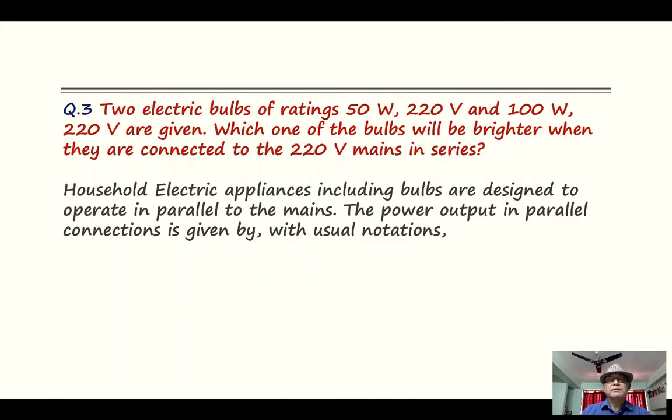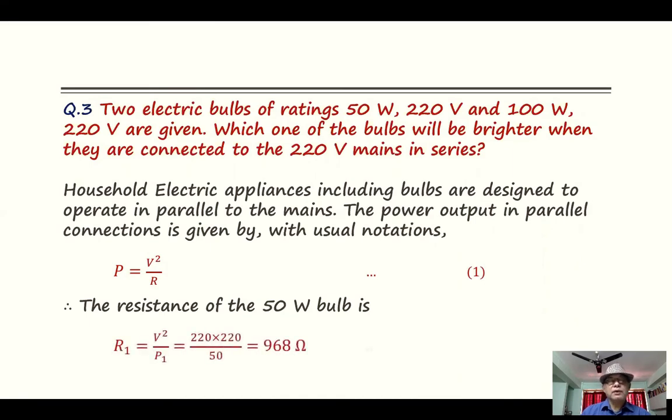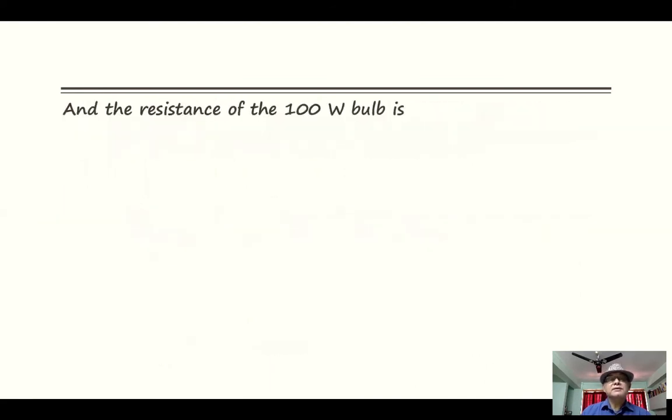Household electric appliances, including bulbs, are designed to operate in parallel to the mains. The power output in parallel connections is given by, with usual notations, P equal to V square by R. This is equation 1. Therefore, the resistance of the 50 watt bulb is R1 equal to 968 ohm. This is equation 2. And the resistance of the 100 watt bulb is R2 equal to 484 ohms.